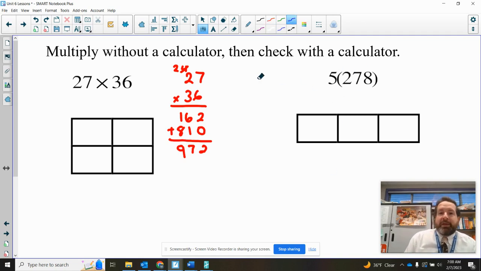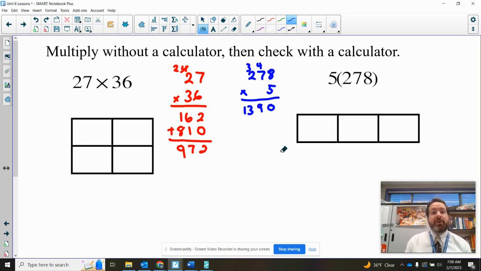I want to do a similar thing over here. 278 times 5, so that's 40. 5 times 7 is 35, plus 4 is 39. 5 times 2 is 10, plus 3 is 13, so 1,390. Again, I'm going to check. 5 times 278, 1,390. I'm in good shape.